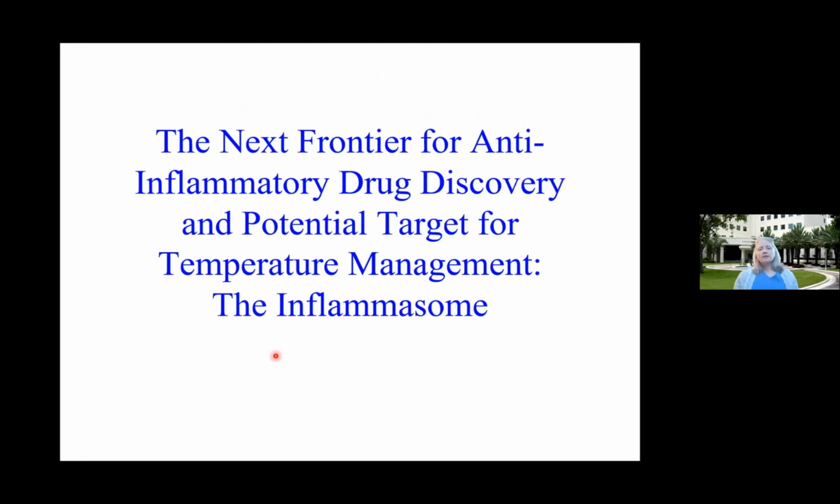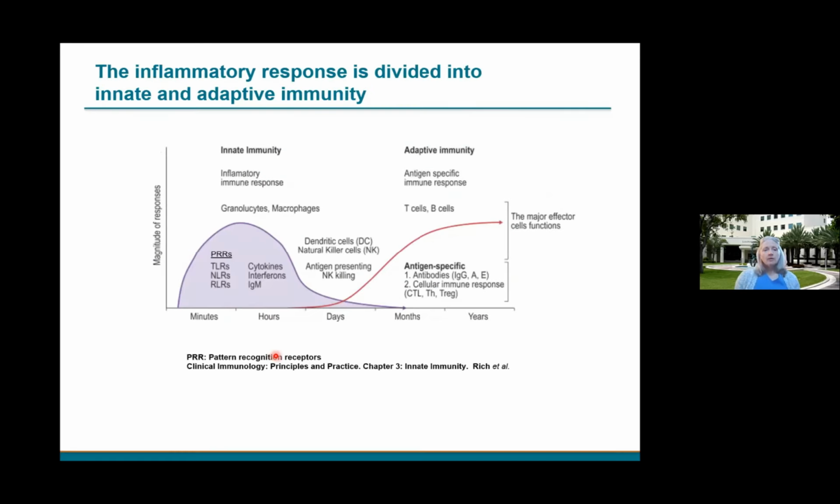So I'd like to switch gears a little bit and delve a little further into inflammation. I like to think of this as the next frontier for anti-inflammatory drug discovery and a potential target for temperature management: the inflammasome. Some of you may or may not be familiar with the inflammasome, as we've been working on this since, I think, 2006. It's been a while.